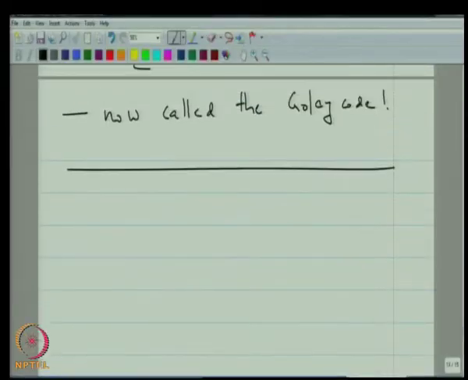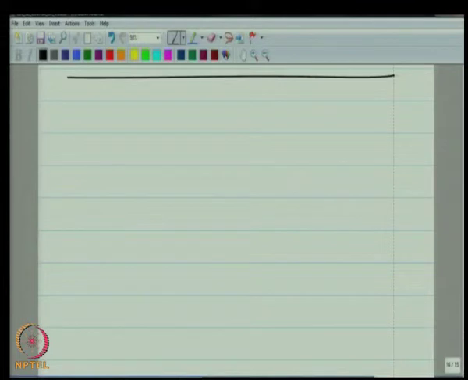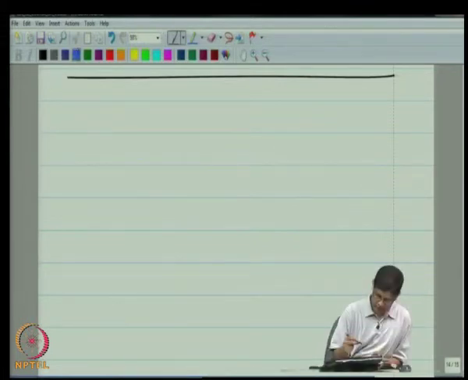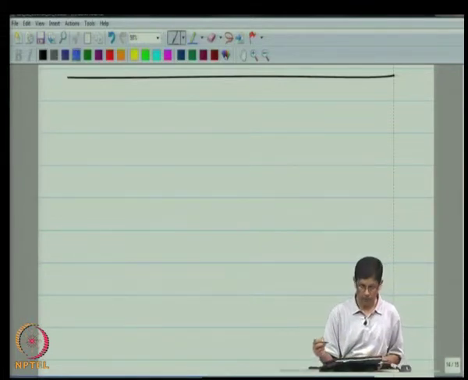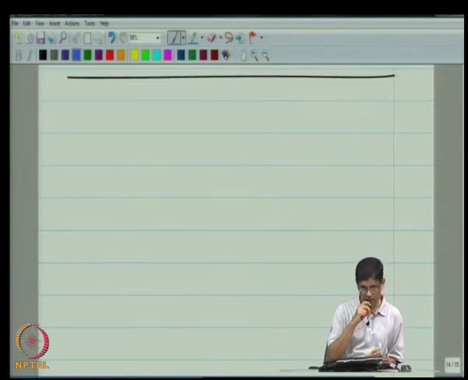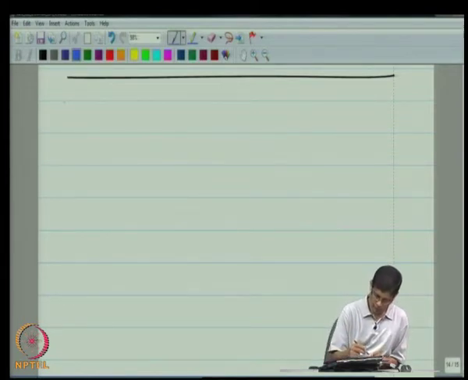So that's as far as upper bounds on the size of a code. Now let's turn our attention to a lower bound, and this particular lower bound is called the Gilbert-Varshamov lower bound.